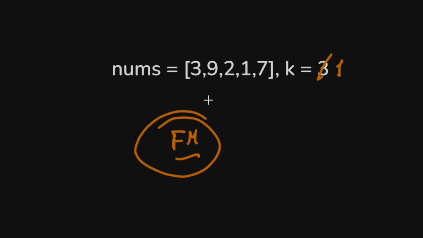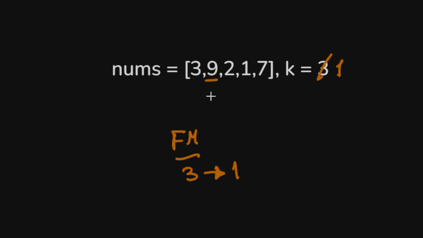So first we build this map. We can go through these numbers from left to right. First we have a 3, so we add it as a key. This is the first 3 that we see. Next we have a 9, so we add it as a key. The count is 1. Next we have a 2, so the count is 1. Next we have a 1, the count is 1. And finally we have a 7, the count is 1.